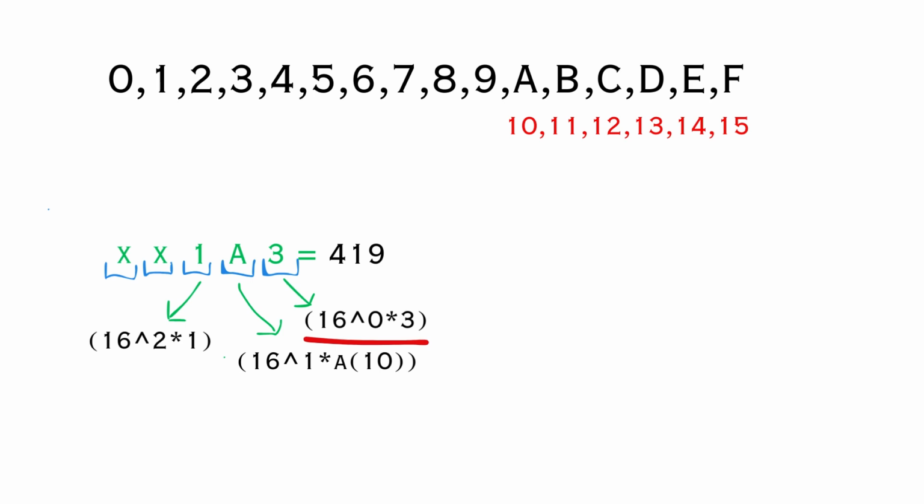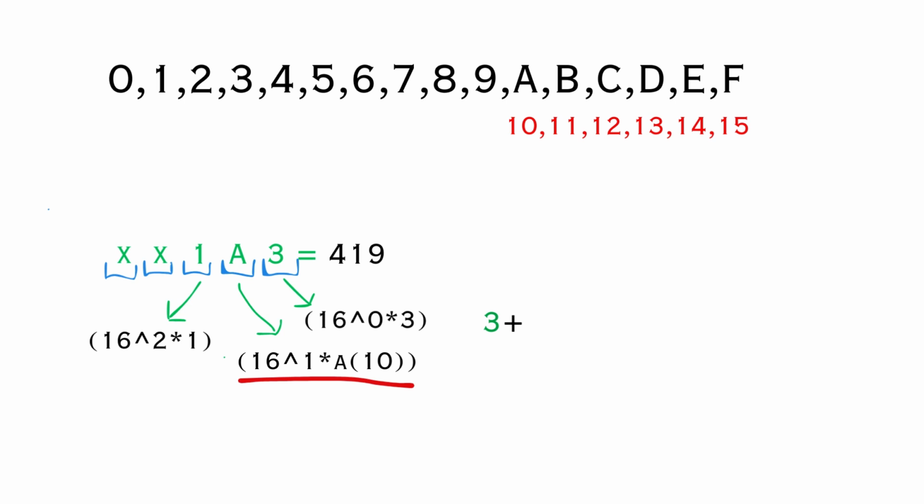We do 16 to the power of 0 because it's in the most right, and we're working in base 16, times 3. Before we did times 1 and 0, but that's because it was binary. Now we are doing hexadecimal, so we're doing 16 to the power of 0 times 3. That will give us 1 times 3, 3. And then we need to add, because we're always adding, like in binary.